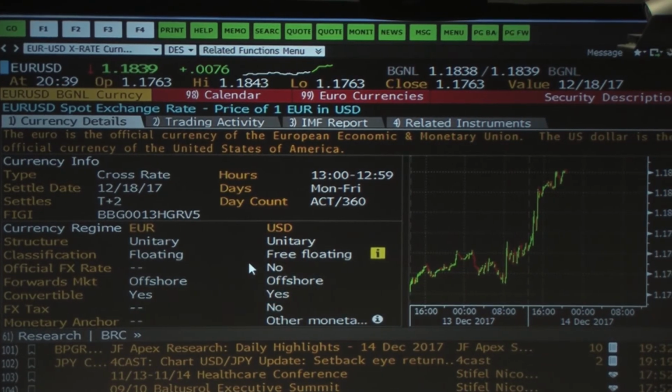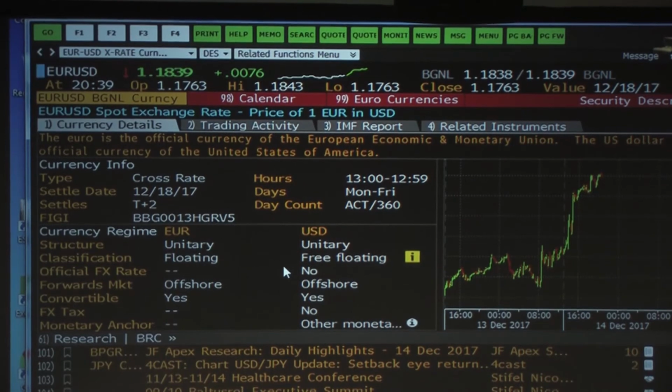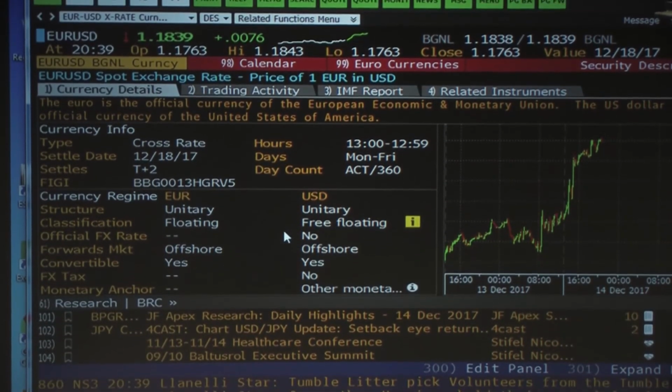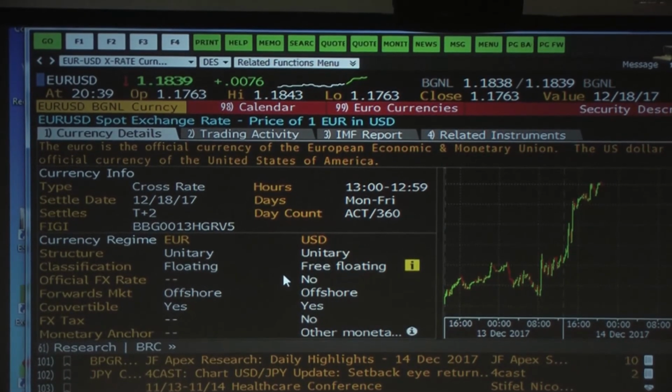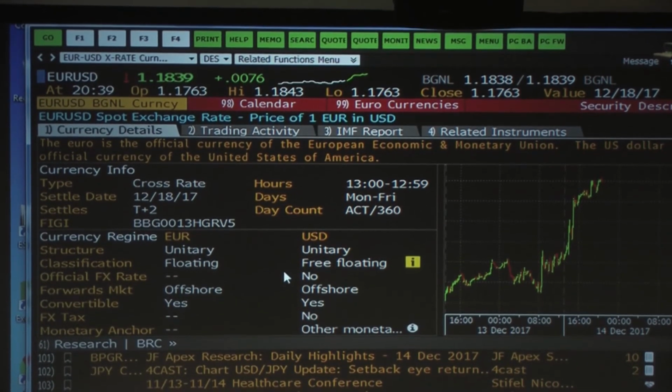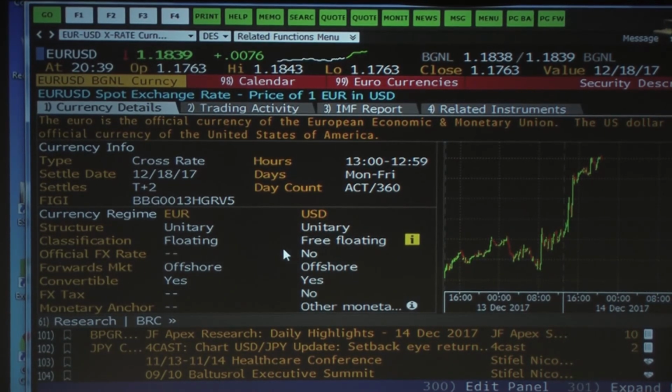So what is a floating currency? Can anyone tell me? So a floating currency means that the central bank, or in our case the Fed, will allow it to move up and down without interference.